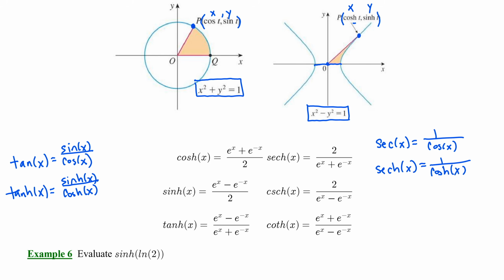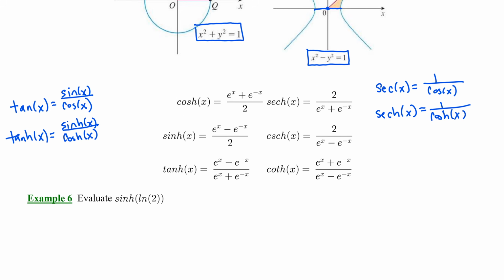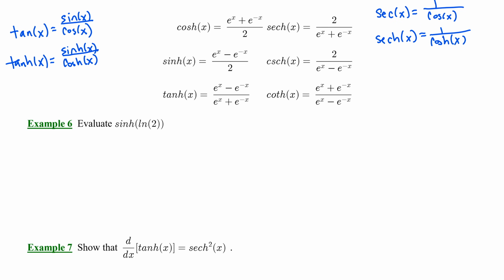Now, not every single unit circle identity has its counterpart in hyperbolic trigonometry, but you can certainly see that there are going to be a whole new set of identities associated with hyperbolic trigonometry. Now, to get a feel for how these work, let's attempt to evaluate hyperbolic sine of natural log of 2.